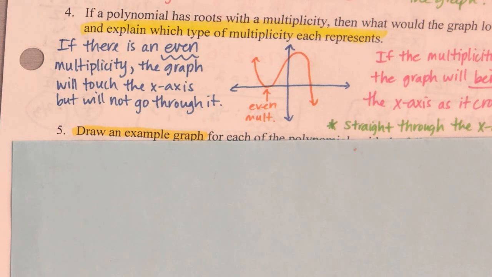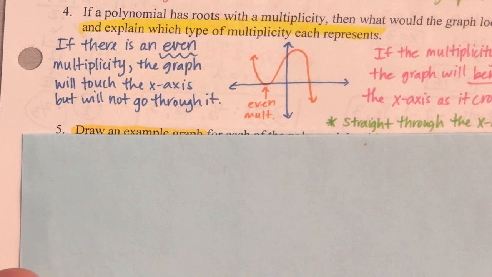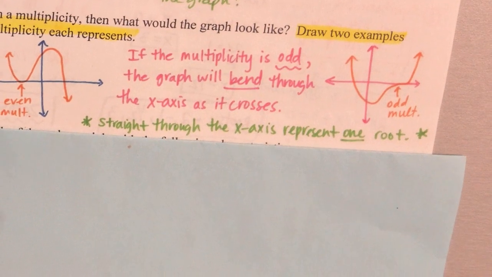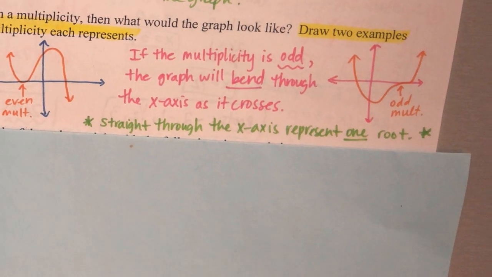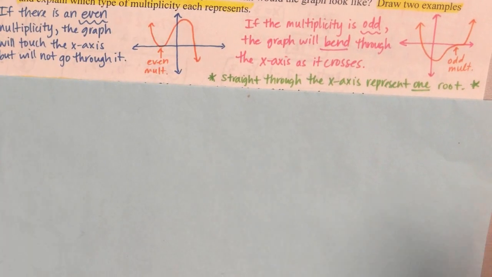We do talk about even degrees. We're going to do that later today during that review. But this means it's an even multiplicity. So a multiplicity of 2, 4. A multiplicity is just the number of times something is a 0. So it counts multiple times. If the multiplicity is odd, then we know that the graph is going to bend through it. So like a cubic function, and it's going to bend through the x-axis as it crosses. And then if it goes straight through the x-axis, you're going to represent that as 1 root.